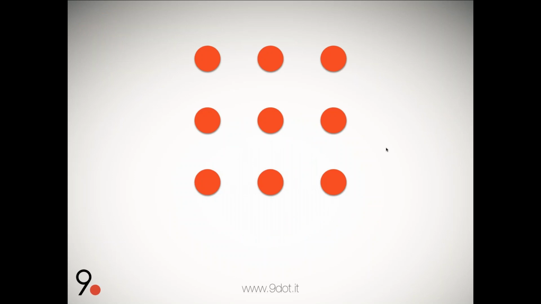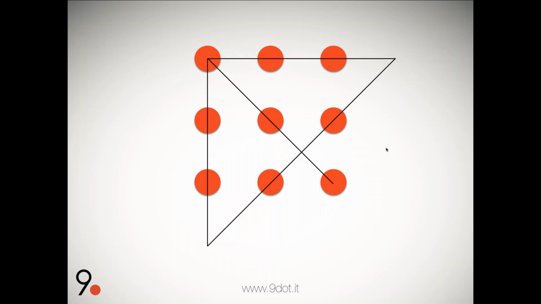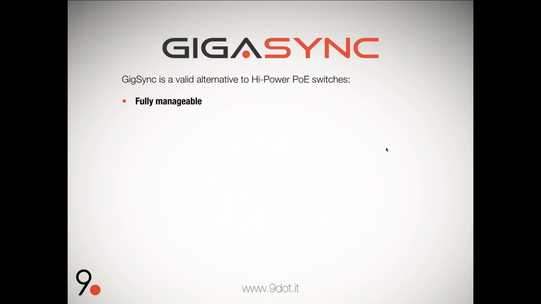First of all, I'd like to tell you why the name of the company is 9dot. Maybe you know the 9dot puzzle. You have to connect all these points with a pen with 4 lines without taking the pen out of the paper. And to do it, you have to think outside the margins. So think outside the box. Think in a different way.